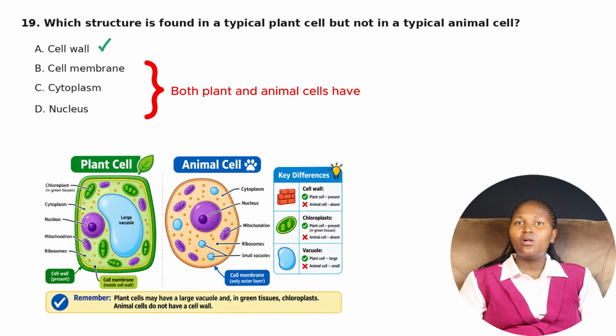However, plant cells may also have a large vacuole, and in green tissues they have chloroplasts. So those are the differences. And animal cells do not have a cell wall. This is one of the easiest features to use when comparing a diagram of a plant and an animal cell. Sometimes they'll give you a diagram, and in one of the cells there is a cell wall, and in the other one there is no cell wall. So you should always know that if there is a wall, then that is a plant cell. An animal cell does not have it. So that is very important to know when you are comparing these two types of cells.